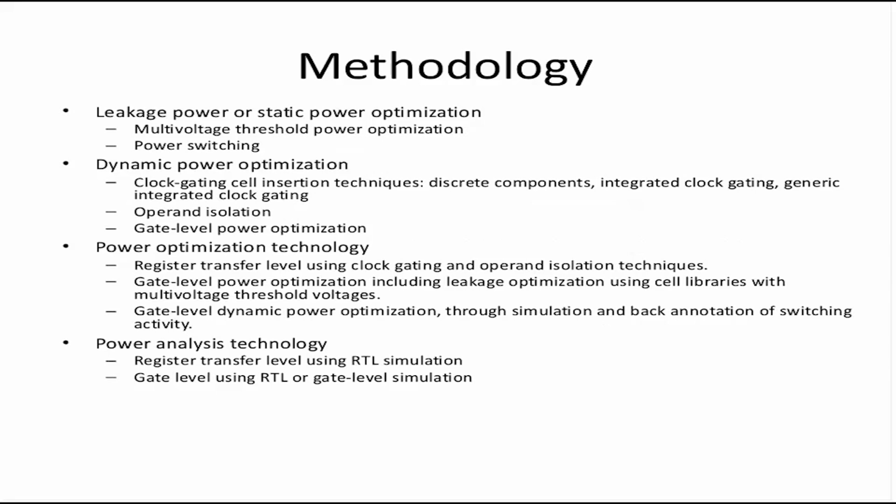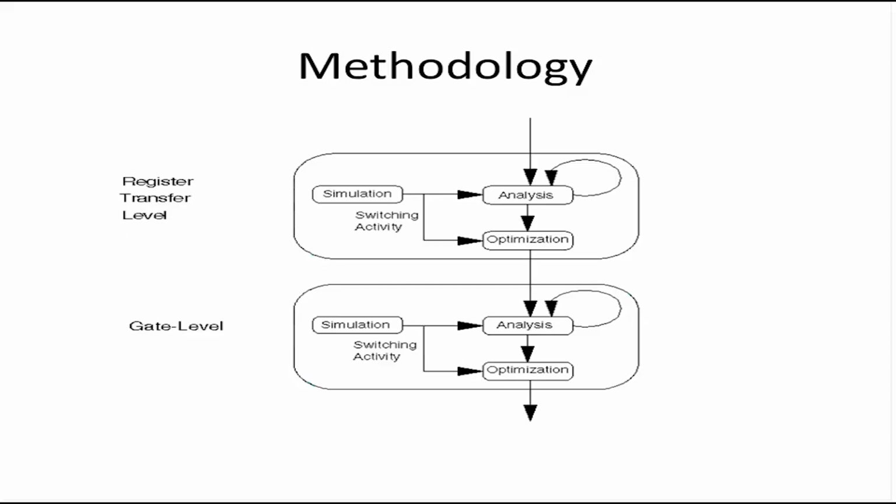gating cells. There are a lot of options available when we insert clock gating. Operand isolation, gate level power optimization. Then we can do RTL level power optimization, again inserting clock gating. We can do gate level power optimization by using multi-VT threshold voltages. Dynamic power optimization can be done by reading the switching activity. Again, Power Compiler gives us ways to analyze power in both RTL and gate level using simulation data as well. So don't worry if some of these terms are not clear; they will become clear as we go.